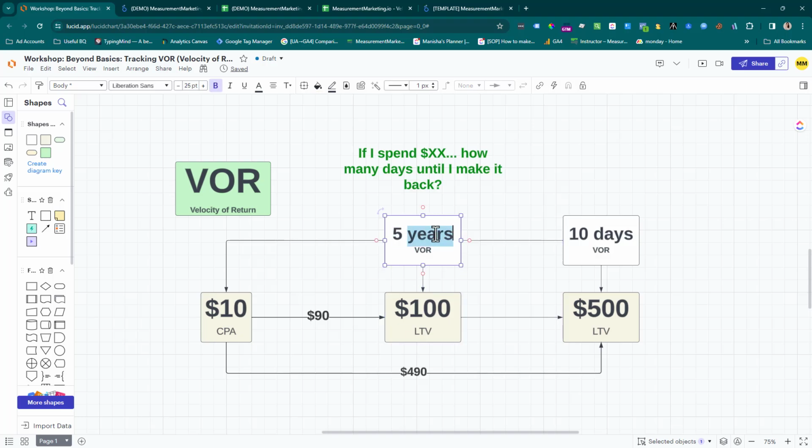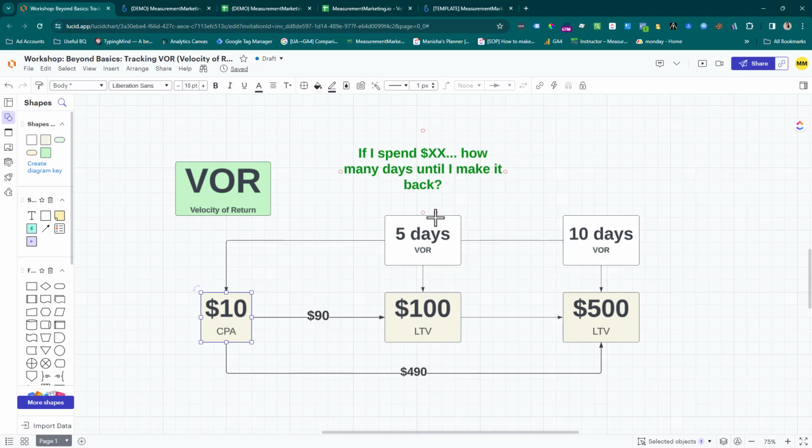Versus if I said 5 days, you can be like, hey, yeah, I can toss $10 in the pot. In the Facebook world, the Google world, you put $10 into the little slot machine of Facebook and you know that in 5 days you're going to get this, right? Which is great, because then you can say, I spent $10, I made $100 in 5 days, therefore I made $90, minus what I spent, right? That's great. That's velocity of return. It's the how fast. If I spend X, how many days until I get it back? How much time until I get it back?